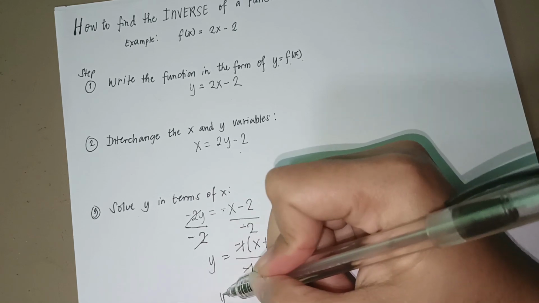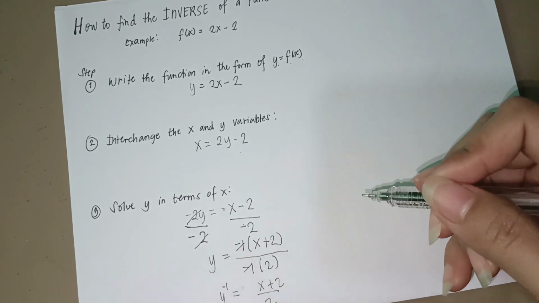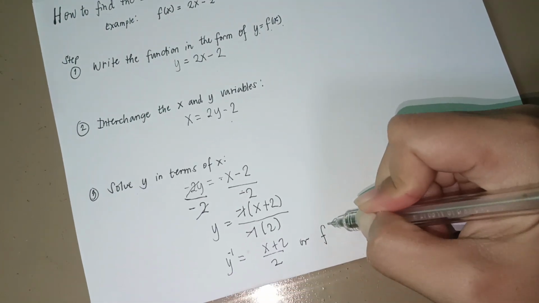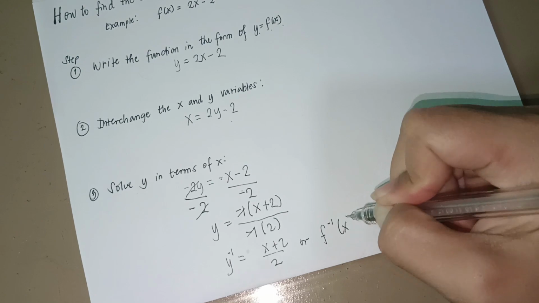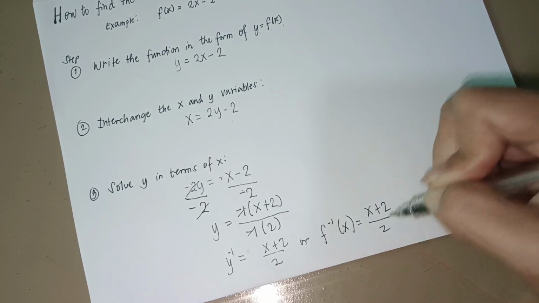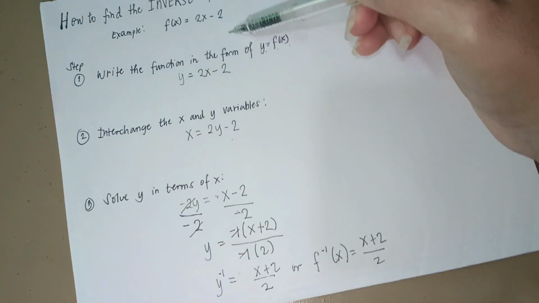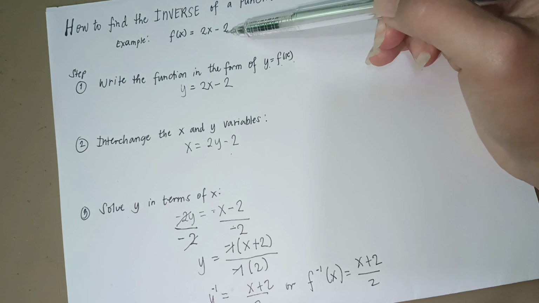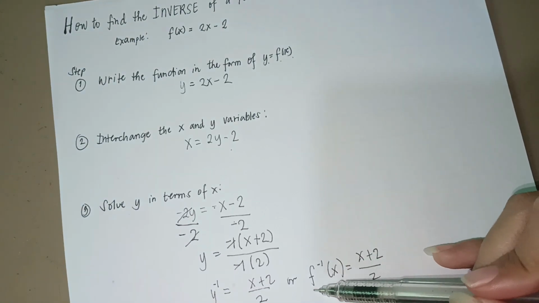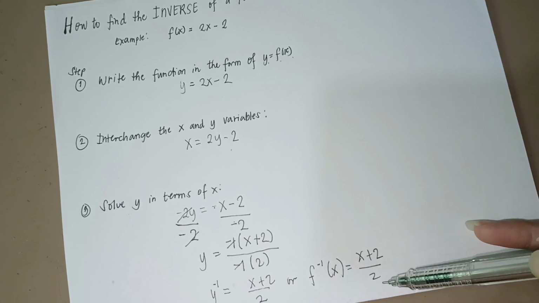And take note, this y has an exponent of negative 1 because it is the inverse. Or, we can write it as f raised to negative 1 of x is equal to x plus 2 over 2. So now, from the original function f of x is equal to 2x minus 2, its inverse function is f raised to negative 1 of x is equal to x plus 2 over 2.